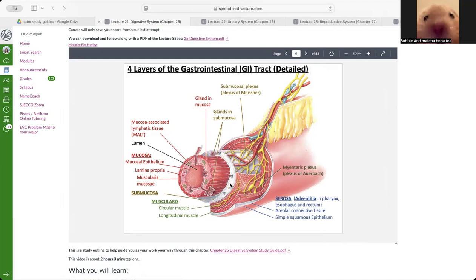While we have the muscularis, this one is muscle tissue. It's skeletal muscle in the mouth, pharynx, the superior half of the esophagus, and the anal sphincter. So the upper part of the GI tract, the mouth and the upper half of the esophagus, is skeletal muscle, and you can control this voluntarily, as well as the anal sphincter, which is under voluntary control. The rest of the GI tract is made up of smooth muscle.